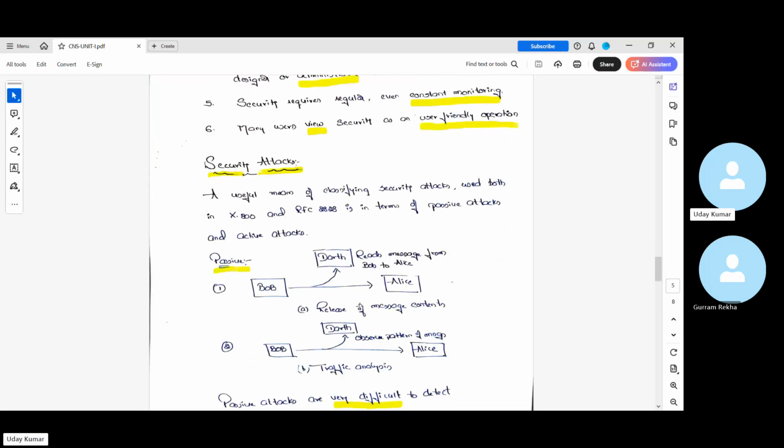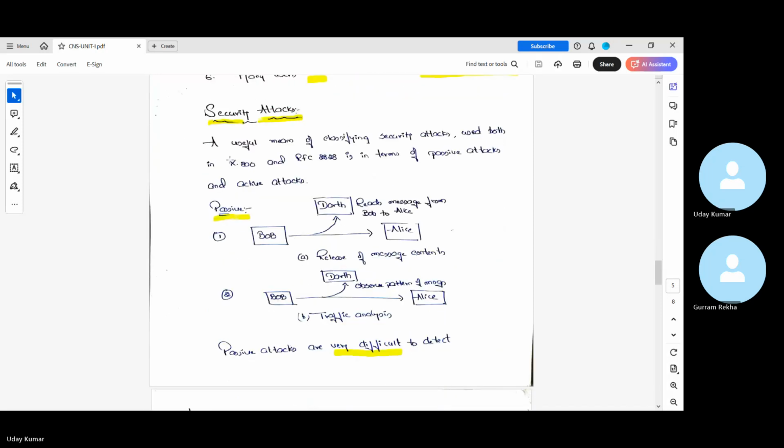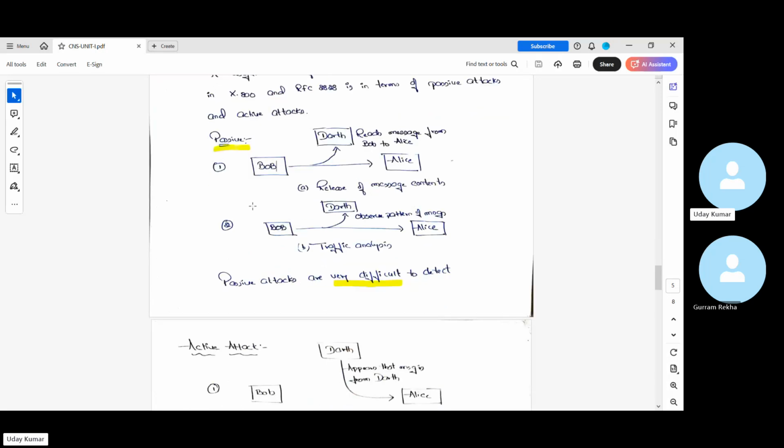Okay, and next, security attacks. A useful means of classifying security attacks, used both in X.800 and RFC 2828, is in terms of passive attacks and active attacks. These are the two categories, students, which we are going to discuss in security attacks. One is the passive attack: there's a Bob and there's an Alice. Bob is sending some information to Alice. What Darth is doing is he's actually seeing the message that is sent from Bob to Alice. So this is release of message contents.